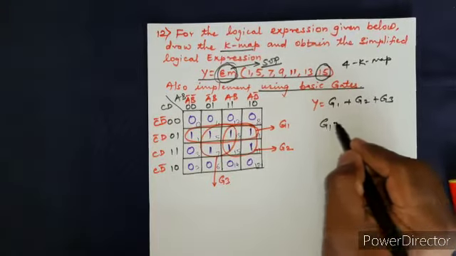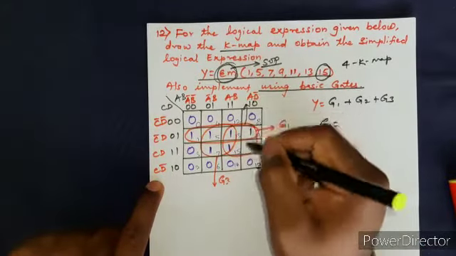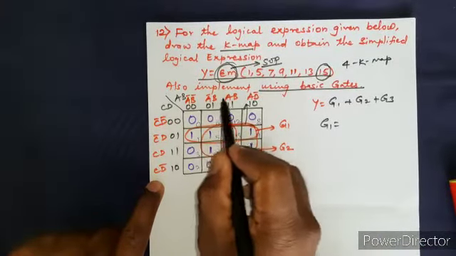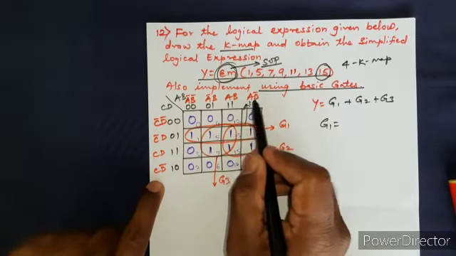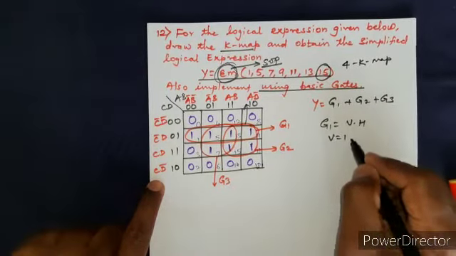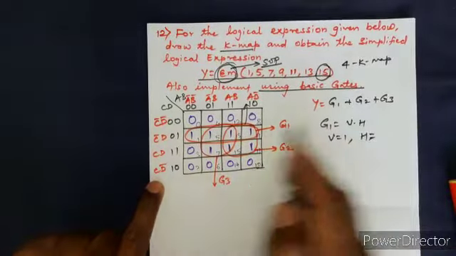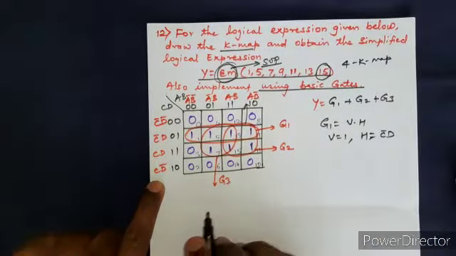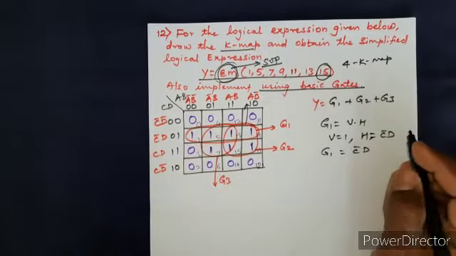Now what is my G1? If you go this vertical way, then all the variables are changing here, right? All the variables are changing. So the vertical span here is equal to 1 and horizontal is C bar D. So my group 1 turns out to be C bar D.